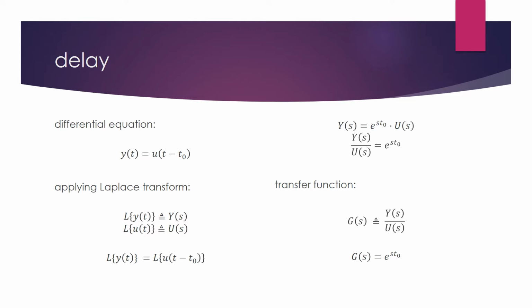Some delays, like processing delays or transmission delays, are unintentional. Other delays, however, such as synchronization delays, are an integral part of the system. In this case, the output at time t is proportional to the input evaluated at a previous time, t minus t0. Therefore, the output is delayed from the input. After applying the Laplace transform on u(t minus t0), we get e to the power of minus s t0 times U(s). The transfer function result is e to the power of minus s t0.